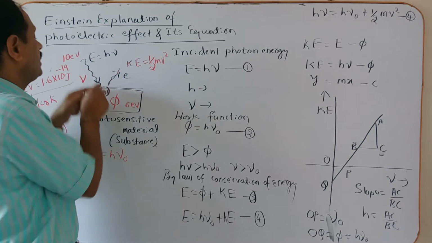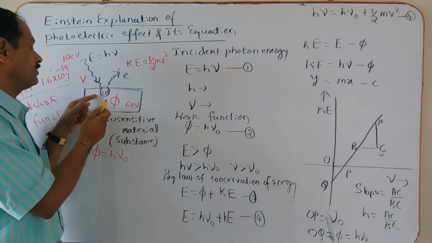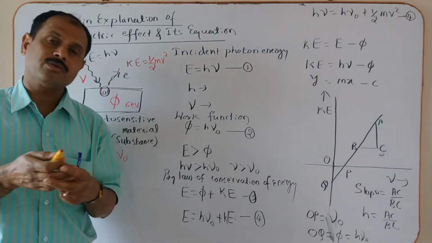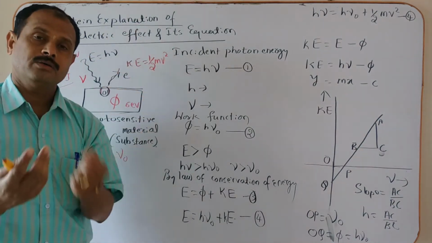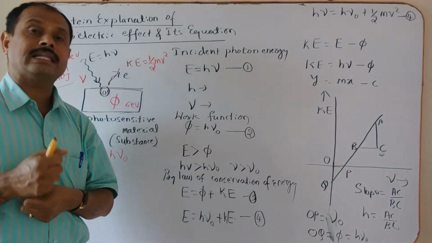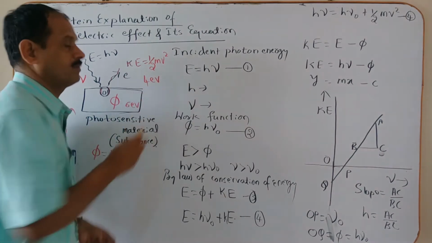And a 10 electron volt photon is incident. For example, take a material whose work function is 6 electron volt. It means 6 electron volt is required to emit the electron, and the remaining energy appears in the form of kinetic energy, that is 4 electron volt.